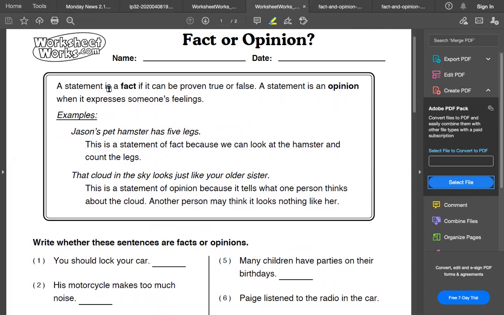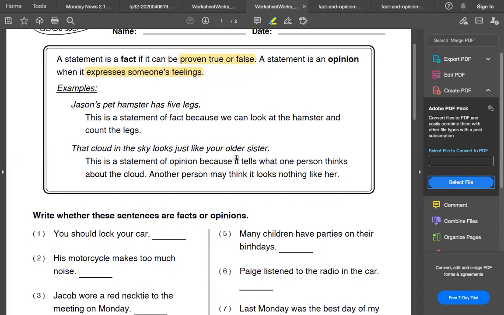A statement is a fact if it can be proven true or false, okay? A statement is an opinion if it expresses someone's feelings, okay? So we have examples here. Jason's pet hamster has 5 legs. If you can count the legs on the hamster, 1, 2, 3, 4, 5, you can understand that is a factual statement. Or if you can count the legs on the hamster and there's only 4, it's still a fact, but it would be what they call a false fact, okay? Because we can physically look at the hamster's legs.